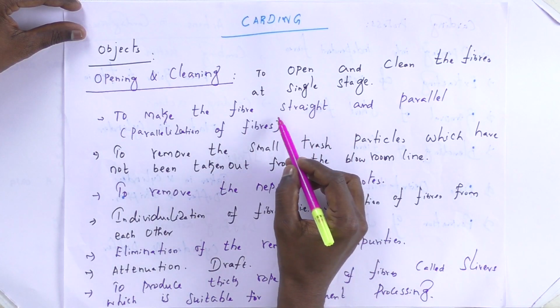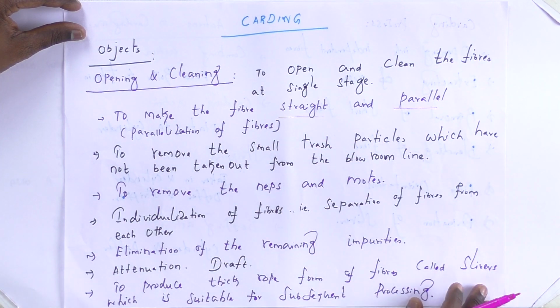The first object: to make the fiber straight and parallel. Parallelization of fibers, or fiber to fiber separation, is the prime and most important object of carding machine. By using the wire points, the cylinder wire points and flat wire points, licker-in wire points and doffer wire points, the fiber to fiber individualization takes place, especially in the carding process.